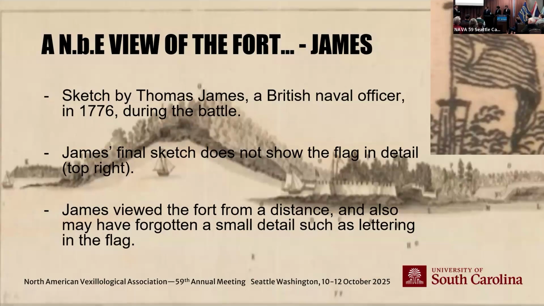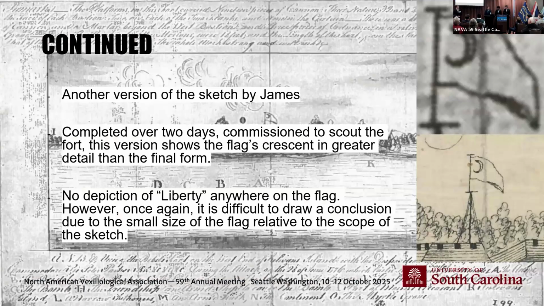So in this sketch, you can see that the crescent in the flag is a bit misshapen. It's a bit ill-defined, but it is there, and there is no mention of the word liberty. This is actually something that's slightly different from one of his earlier versions where the crescent is better defined. So you can see this earlier version here. The crescent is a bit better curved. It's clearer, but the scope is still as large as it was in the final sketch.